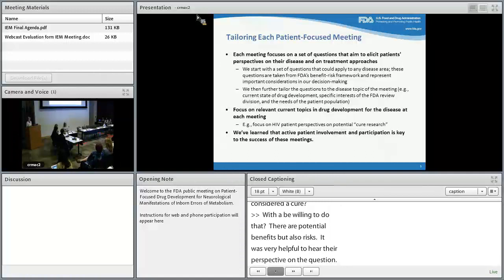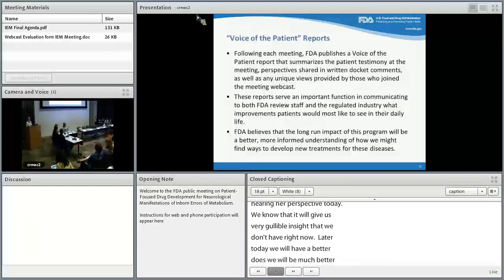And so we've learned that patient involvement and participation is not only important, it's what makes these meetings successful or not. So we really are looking forward to hearing your perspective today. We know that it will give us very valuable insight that we don't have right now, that later today we'll be much better informed than we are right now.